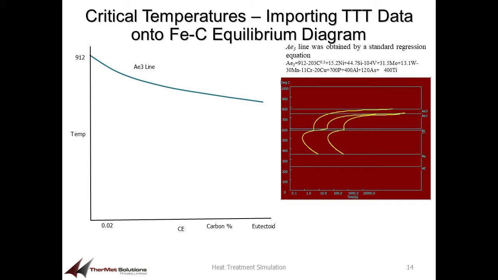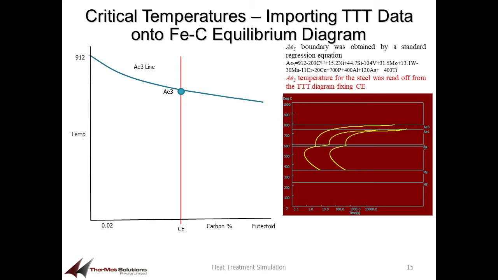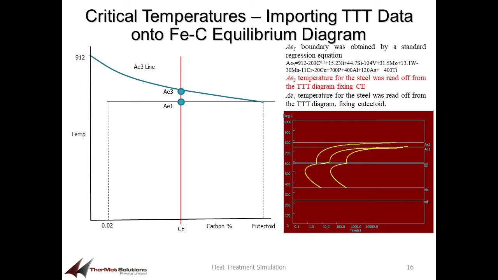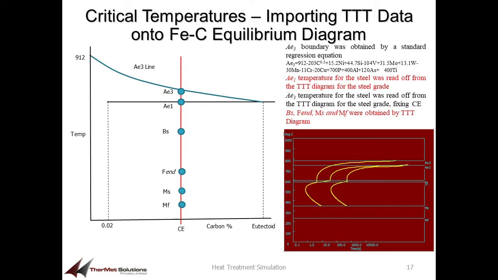Now these critical temperatures mark the beginning and the end of the phases that we finally observe in the heat-treated steel. For example, given any carbon equivalent, you draw a vertical line on the iron-carbon diagram. It intersects the AE3 line, which marks the beginning of austenite transformation into ferrite. The next important temperature is AE1, where the remaining austenite has the eutectoid composition, which is nearly 0.8. The next important temperature is what is known as the binary transformation ending. And then you have the ferrite end, then the martensite start, and martensite finish. All these three are very important temperatures which mark the beginning and end of the important phases.